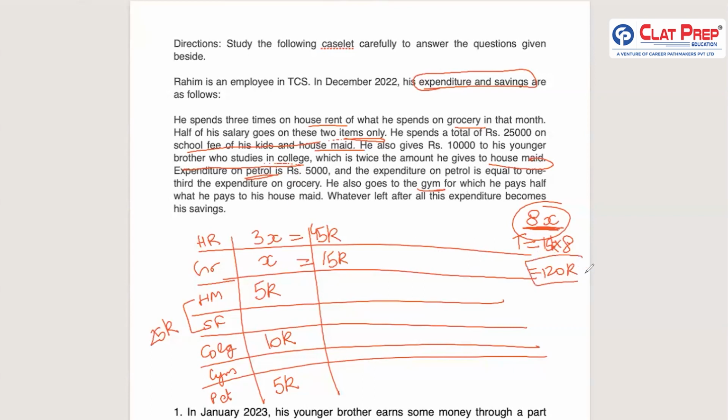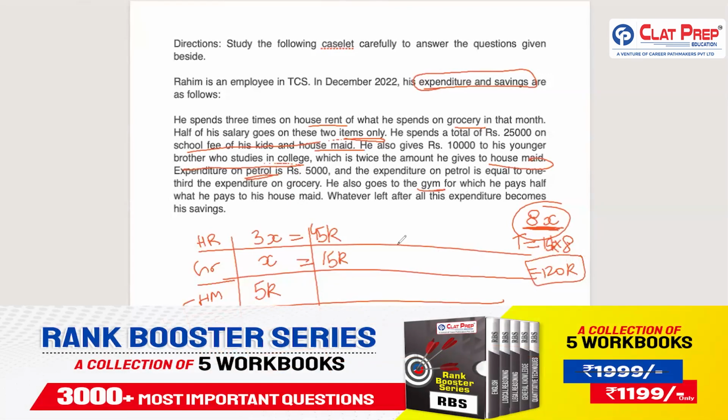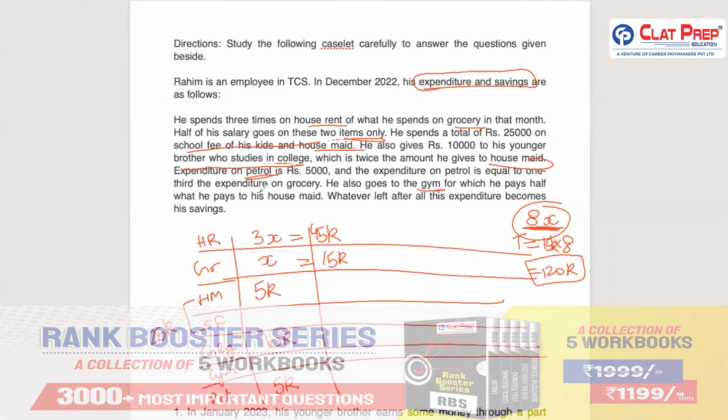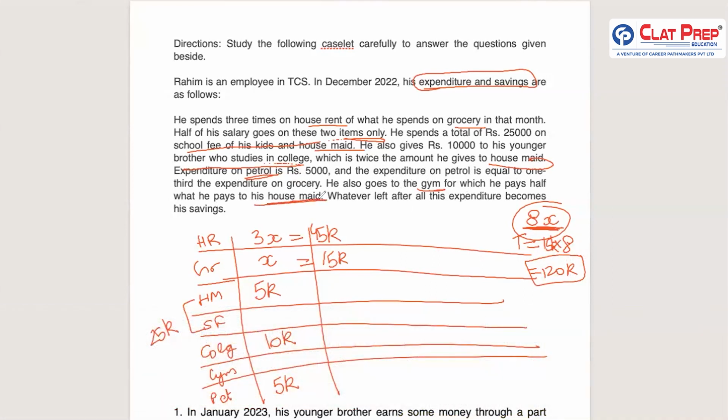ठीक है, टोटल सैलरी भी आ गई हमारे पास उसकी. अब क्या बच गया? He also goes to the gym for which he pays half of what he pays to housemaid. Housemaid को कितना दे रहे हैं? 5K. जिम का कितना हो गया? हाफ. ये हो गया 2.5K. ठीक है. ये स्कूल फी कितना हो गया? 25 minus 5, 20K. Sorted. Our table is ready. ठीक है.